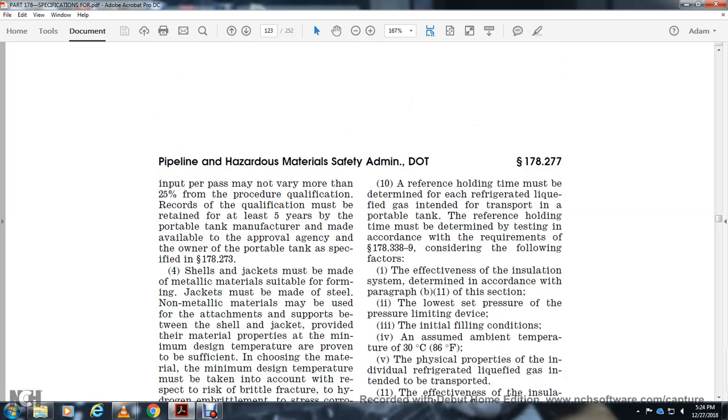A reference holding time must be determined for each refrigerated liquefied gas intended for transport in a portable tank. The reference holding time must be determined by testing in accordance with the requirements of 178.338-9, concerning the following: the effectiveness of the insulation system, determined in accordance with paragraph B11 of the section below.